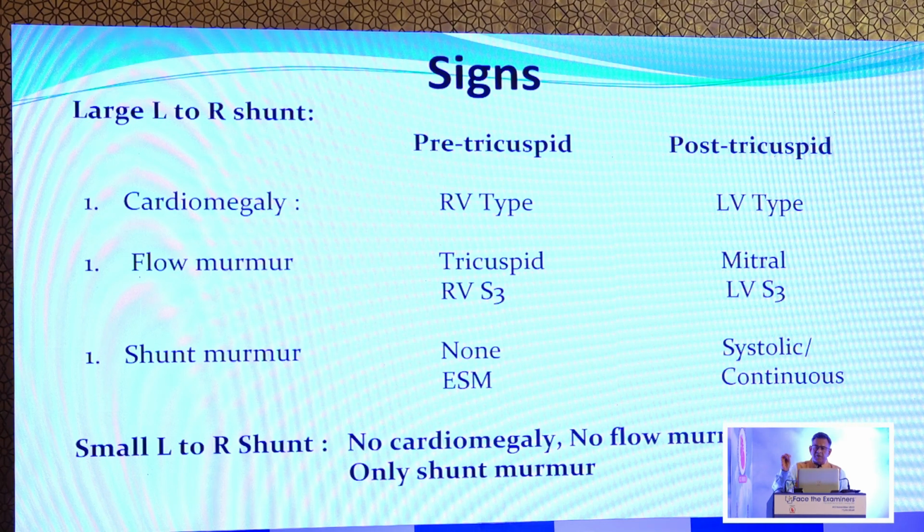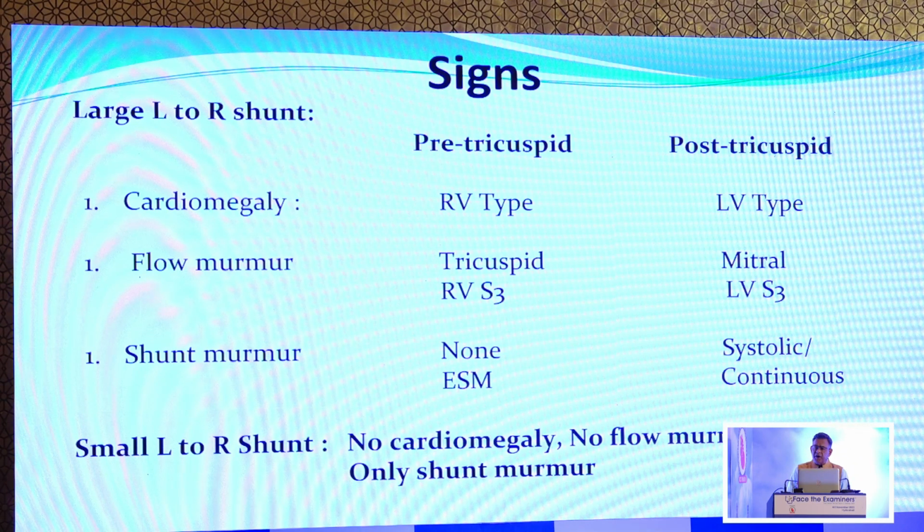Flow murmur can be tricuspid with RV S3, and mitral murmur with LV S3. Remember, if there is no flow murmur, S3 is natural in children. So only the presence of S3 will not diagnose it as a large shunt. You have to have a flow murmur. And then shunt murmur: in ASD, there will be no shunt murmur. However, there will be systolic or continuous shunt murmurs in VSD or PDA. But ejection systolic murmur at the base is considered a flow murmur traditionally.